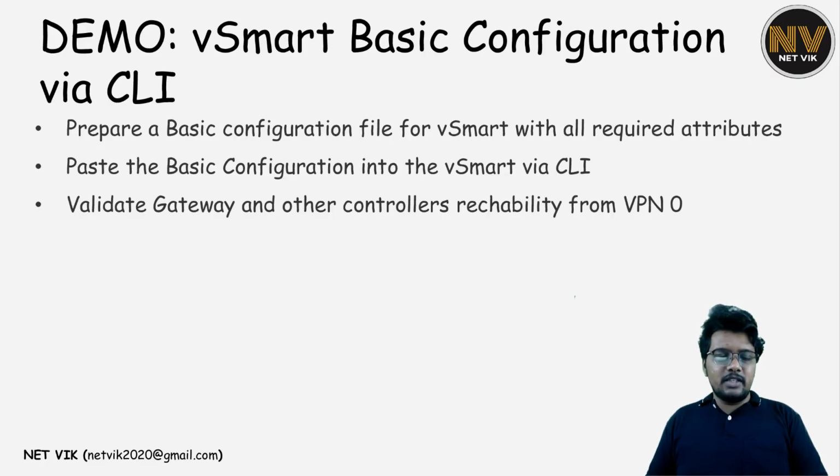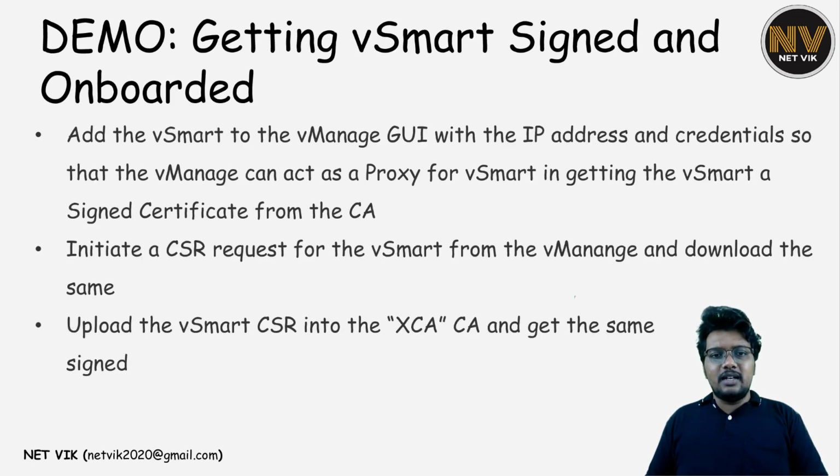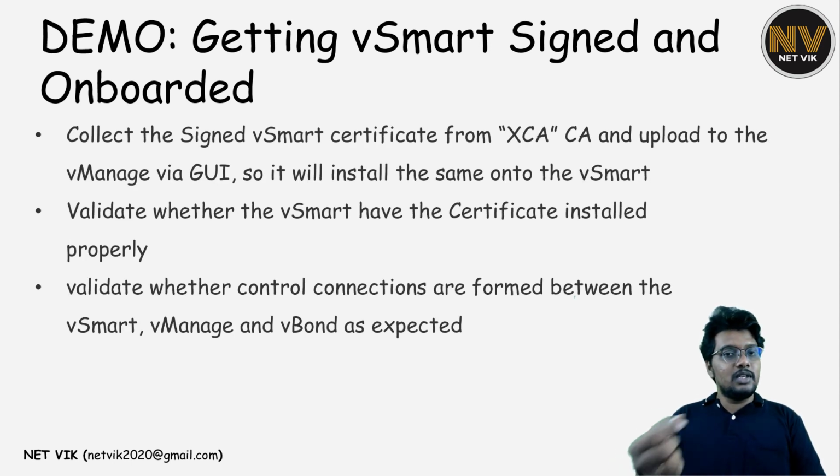For now, we have created a basic configuration file for the vSmart, pasted it into the vSmart, and also added the vSmart into the vManage. Once we added that, vManage gave the vSmart its root certificate. After that, we generated the CSR for the vSmart in vManage and uploaded it to the XCA, signed it, downloaded the signed certificate, uploaded it back to the vManage and installed it. So vManage basically rendered it to the vSmart and installed it there. Once vSmart got the signed certificate, it is good to join the overlay. So we can see that it formed successful control connections with both vBond and vManage.